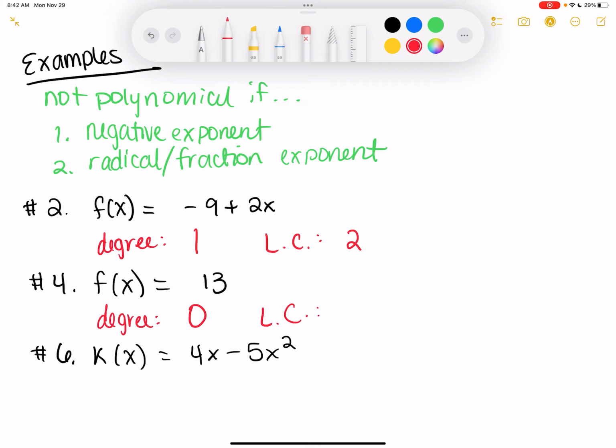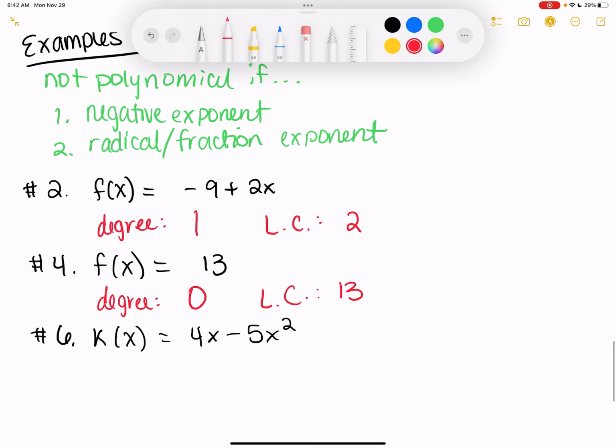Number 6 is not a polynomial because it has a negative exponent. No, it does not have a negative exponent. Wow, I'm looking at the coefficient. Never mind. Degree is 2. Leading coefficient is negative 1.